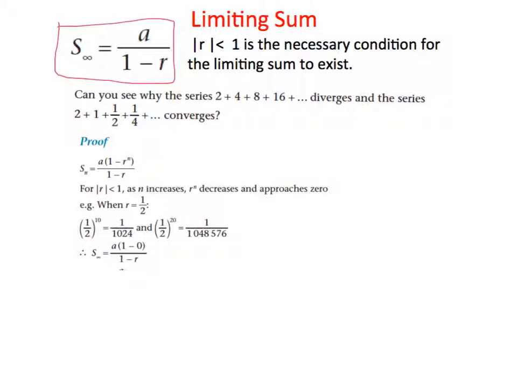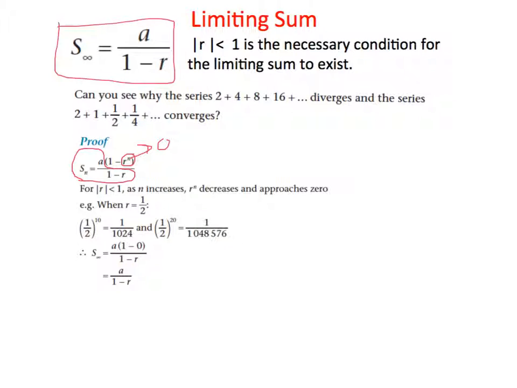So when you've got a fraction like that, that means in our formula the r to the n part is approaching 0, and 1 minus 0 is just 1 times a, and that's why you just get that beginning part. So that part there is the limiting sum formula, because r to the n is approaching 0 when the absolute value of r is less than 1.